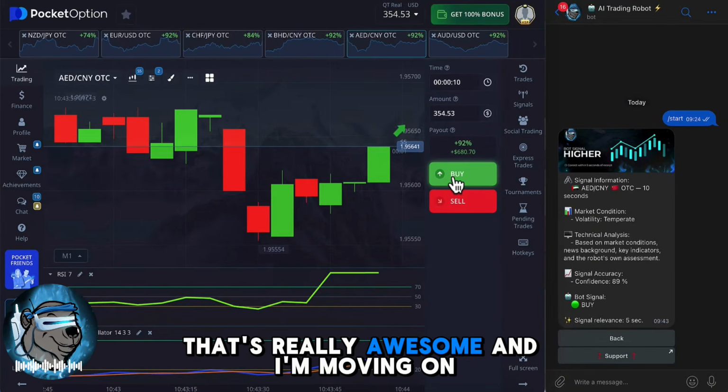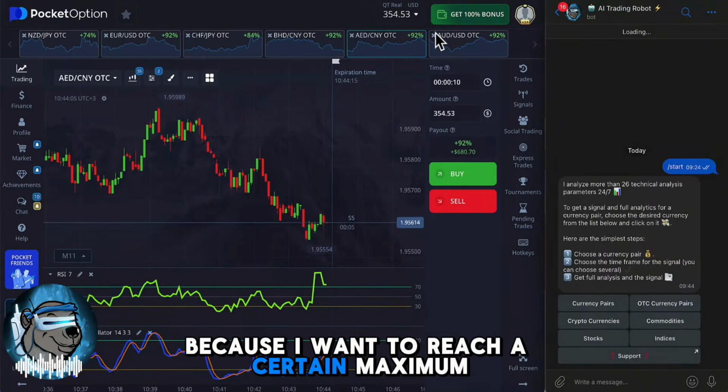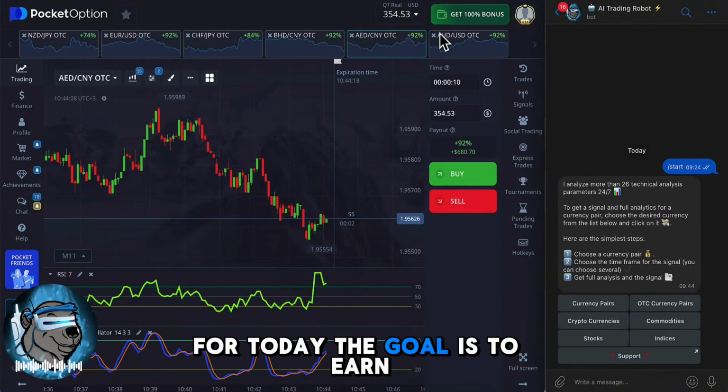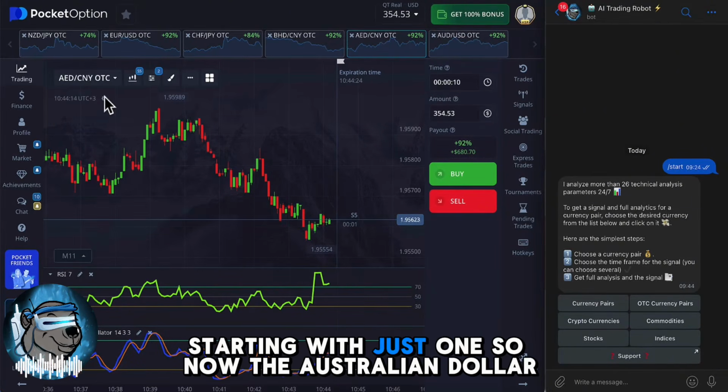I think that's an excellent result. For me, that's really awesome. And I'm moving on. I'm going to keep trading because I want to reach a certain maximum for today. The goal is to earn at least a couple of $1,000 thanks to this trading tool, starting with just one.